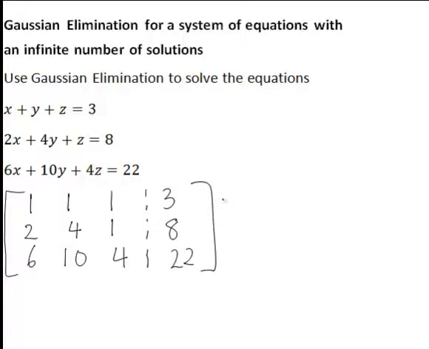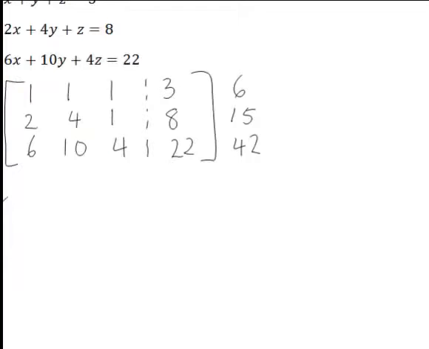And it also can be useful to add up the elements in each row. 1 plus 1 plus 1 plus 3 is 6 for the first one. And similarly for the other ones, we get 15 and 42, and write these row sums outside of this augmented matrix. And with Gaussian elimination, we then want to perform appropriate row operations so that all elements below the principal diagonal are 0. In other words, in this case, we want to make these three elements equal to 0.